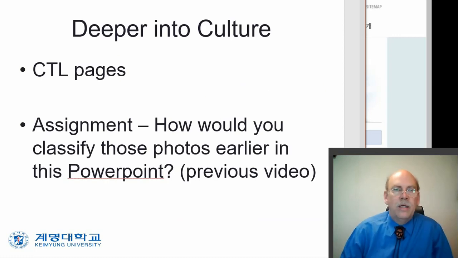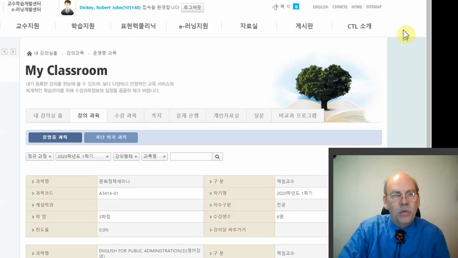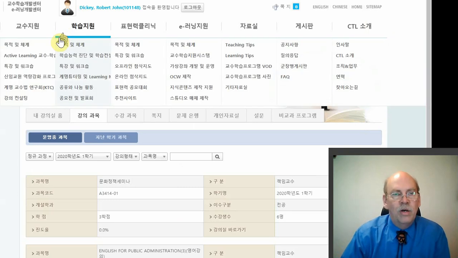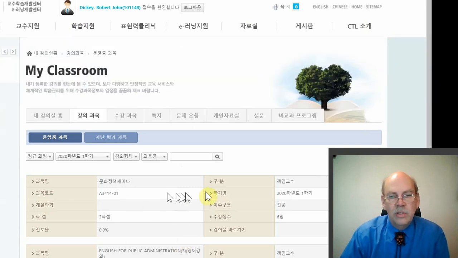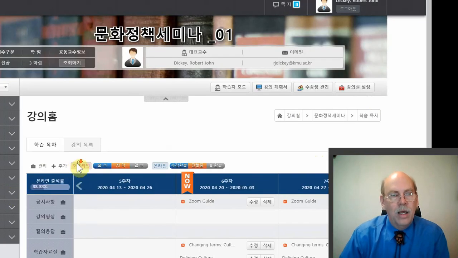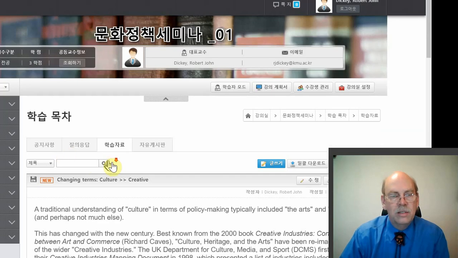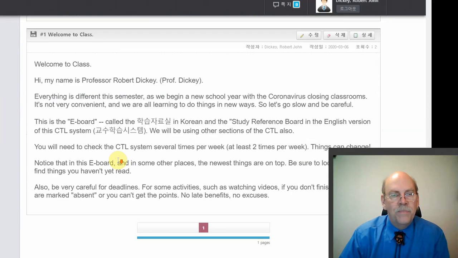And to do that, we're going to go back over into the CTL to look at some things that are there. I'm going to enter the classroom a little bit differently this time, okay? So you've logged in, you've got your classroom choices, we go over here to Munhwa Jeongchaek and we enter. And we can see things here and it's not in the schedule we want. So I'm just going to go ahead and click on Haksap Jaryo Shil on the suitcase. And there's a bunch of things there.